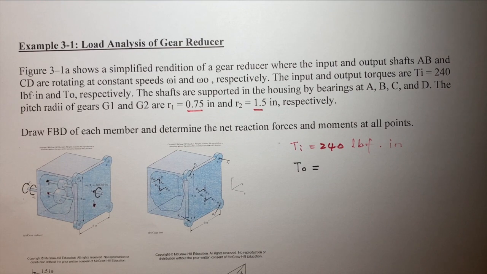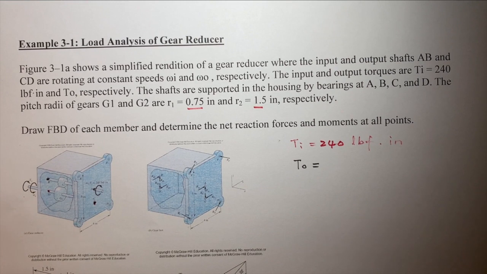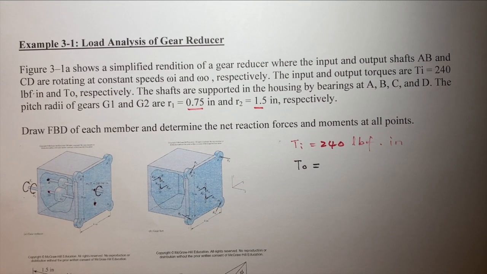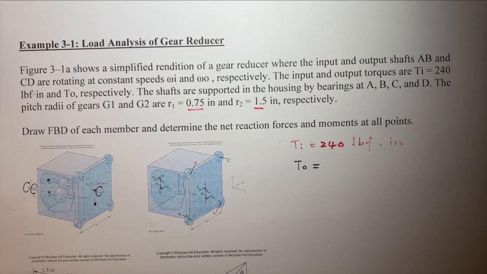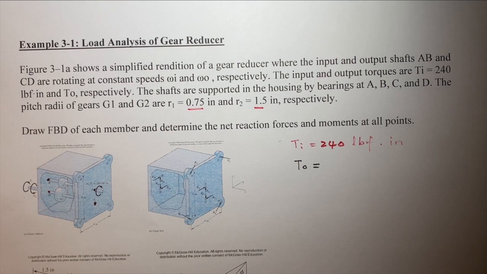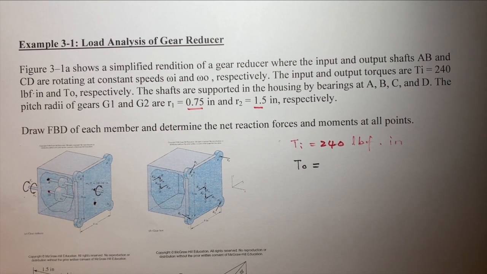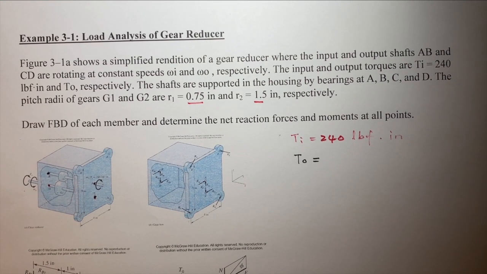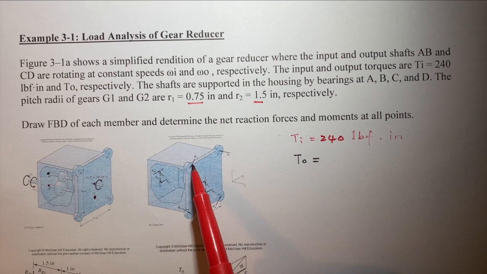Well, first of all, we need to sketch the FBD. So what does FBD mean? When you sketch the FBD, you need to pick up the member you are interested in, and then take it out. So in this case, I will look at those 3 members, the box.